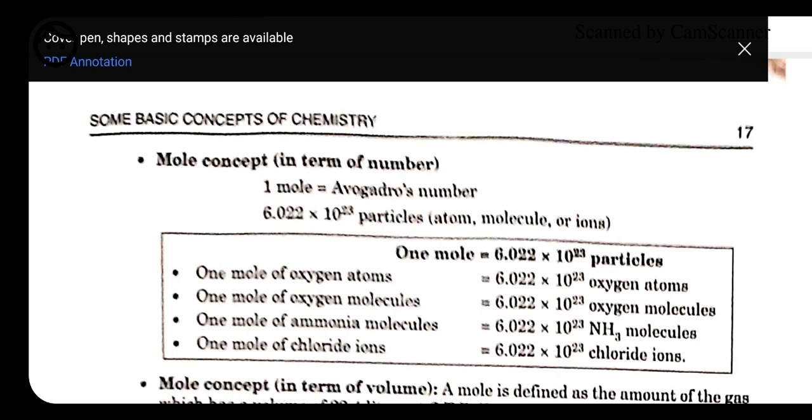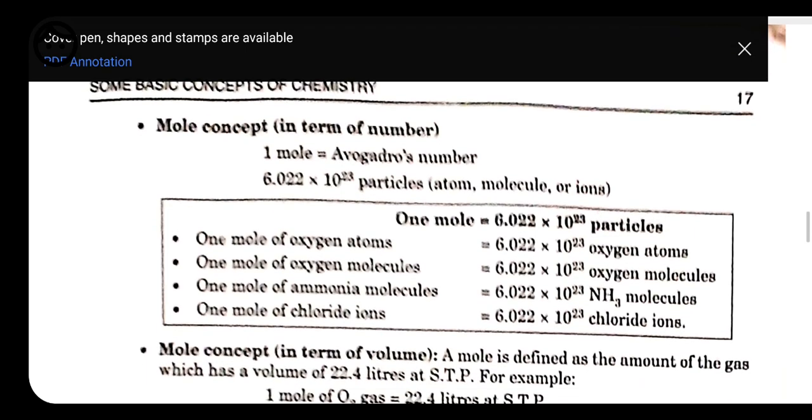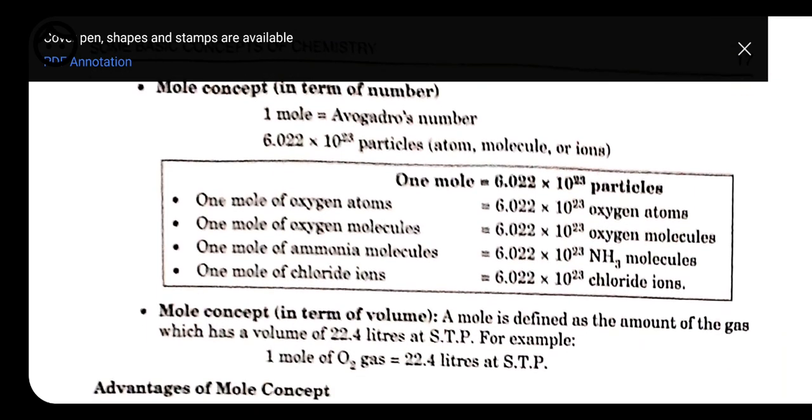Now 1 mole of chloride ions also contains 6.022 × 10^23. These are all similar. It may be atoms, molecules or ions.